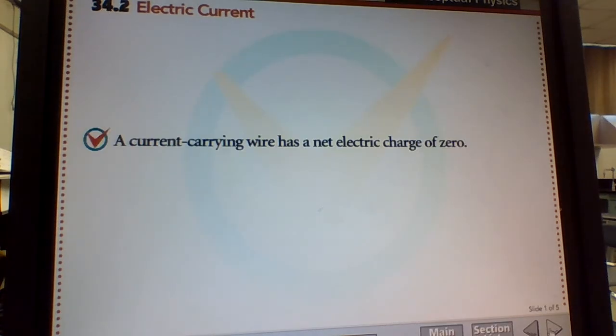And so 34.2 is about electric current, and essentially a current carrying wire has a net electric charge of 0. Again, why is this? It is because the electrons that flow in, which would give it a net negative charge, are instantaneously flowing back out. And as they come in and flow out at pretty much exactly the same time, it leaves any particular chunk of wire with a net electric charge of 0 at all times.